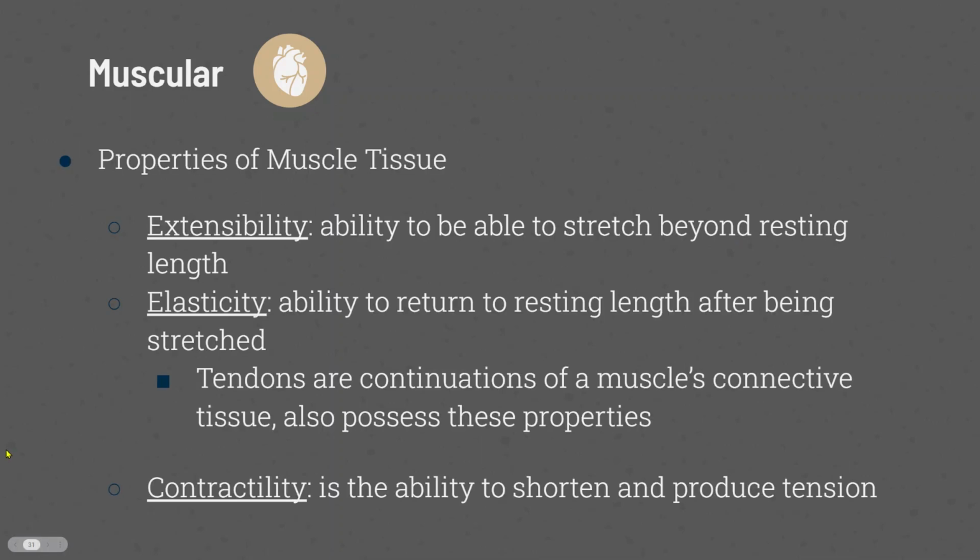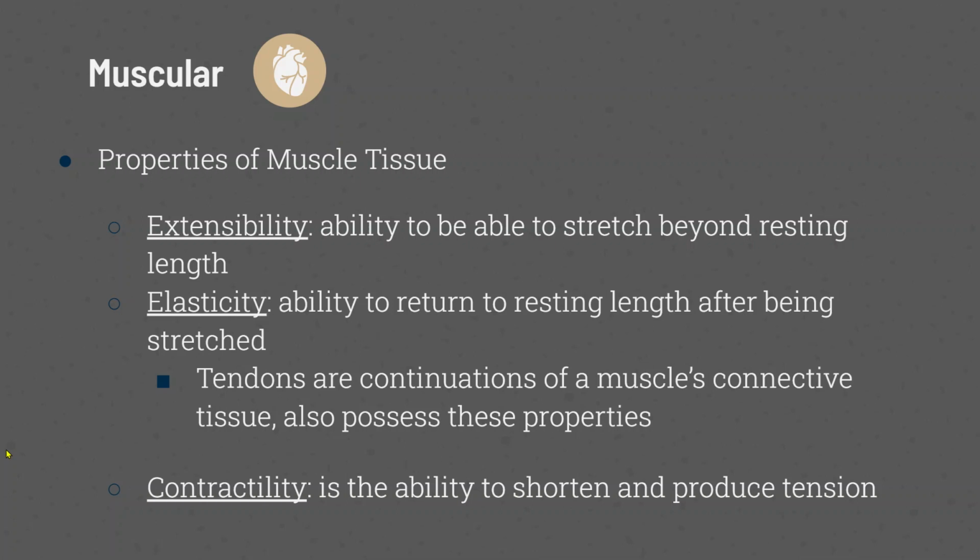Onto muscular tissue. The properties of muscle tissue are that it's extensible, so it has the ability to stretch beyond resting length, right? You all know this if you do any sort of stretching or mobility work. It has elasticity. It has the ability to return back to its resting length. Otherwise, when you did a stretch, your muscle would just be sagging behind you.